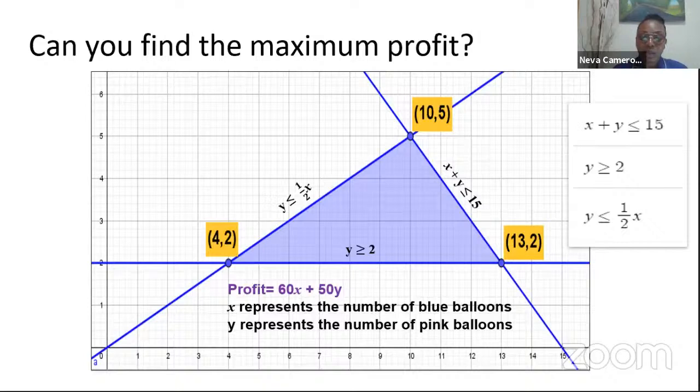Now, based on what we are seeing here, 4.2, 10.5, 13.2, which one of those will give us the maximum profits? And now we're using the graph. All right, so thank you, Ms. Clark. So 4.2 will give us the minimum for sure. Why are you saying that?